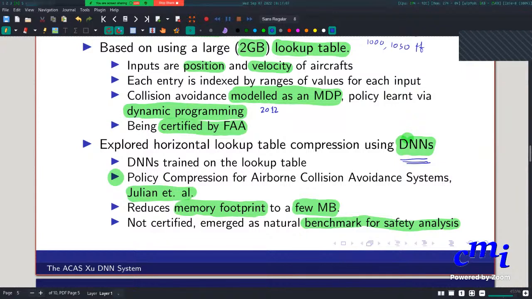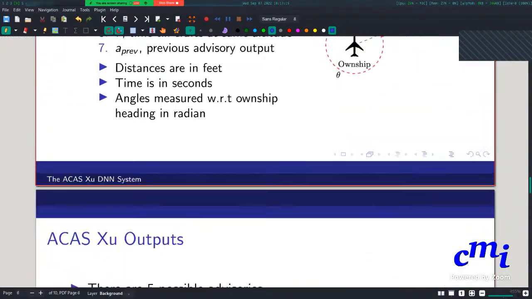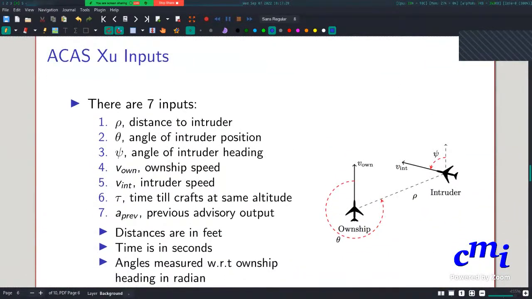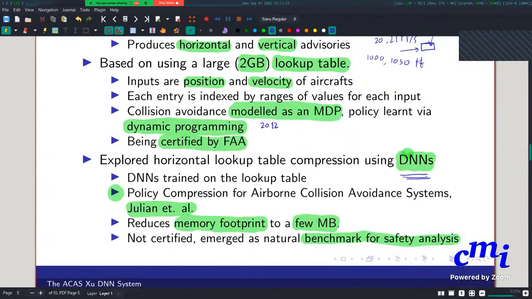But people can't do that for lack of certified safety. Diganta, you have 5 minutes. Hard stop at 6:20. So I think maybe I can even stop here because the rest of the details, I'll. But I had one question. You mentioned that ACAS-XU is a benchmark for safety analysis. Is it just that, or is it actually deployed and being used?